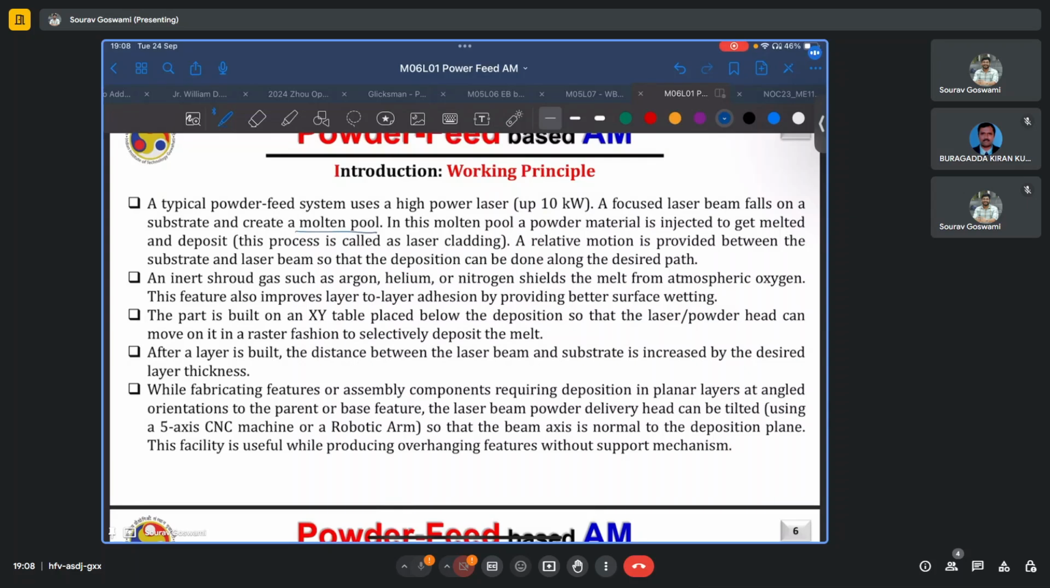Typically, an inert shroud gas, such as argon, helium, or in certain cases nitrogen, is used to shield the melt pool from atmospheric oxygen. This also improves the layer by layer addition by providing better surface wetting. Typically, your powders which are used in these processes may also have undergone a process such as gas atomization or water atomization. For gas atomization, depending on whether nitrogen gas was used or argon gas was used, there might be certain uptake of these gases into the particles, which may then reflect in their material chemistry and their metallurgical and mechanical properties.